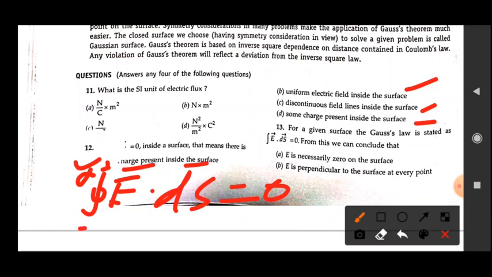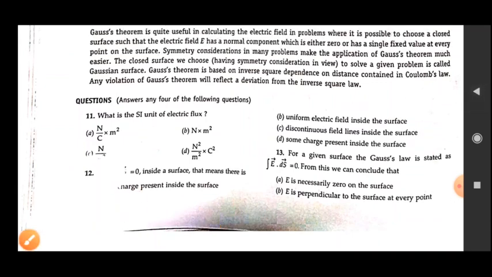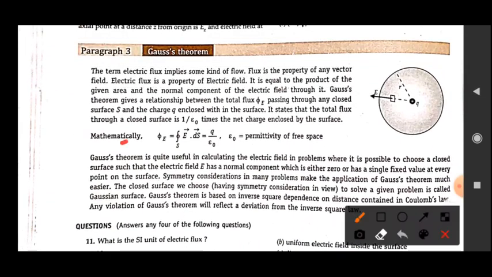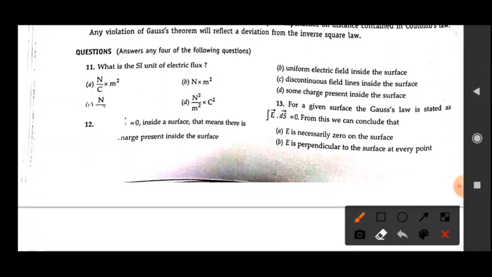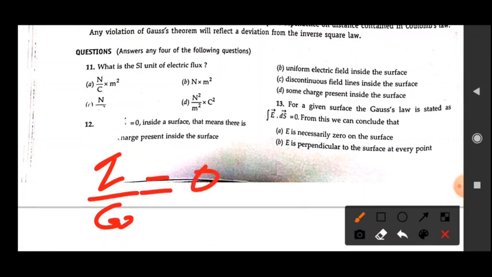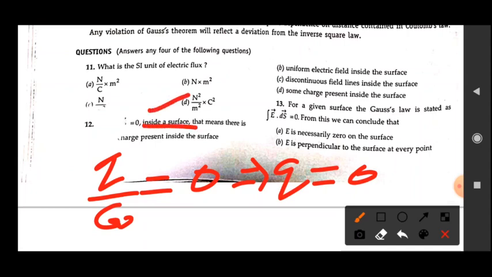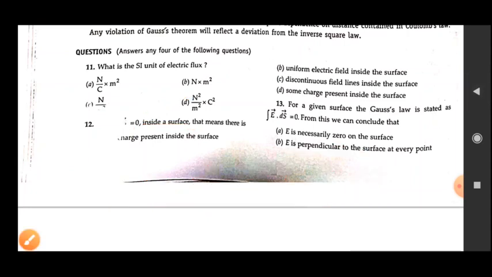So as you know, the closed integral E dot ds is equal to q by epsilon 0, and that is given as 0 in this question. So you can write q by epsilon 0 is now 0, which implies that q is equal to 0. As it is given for inside a surface, it means that no charge will be present inside the surface. So our first option will be correct for this question.